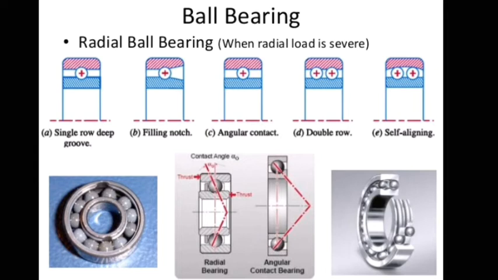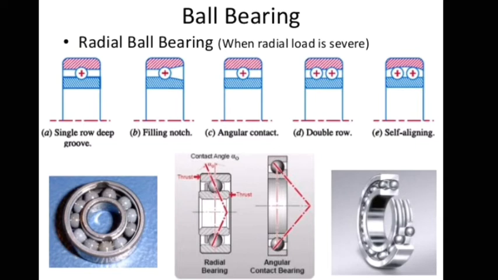The next one is the filling notch bearing. Filling notch bearings have notches in the inner and outer races to insert more balls than deep groove ball bearings. The next one is the angular contact bearing. In the angular contact bearing, one side of the outer race is cut to permit inserting more balls compared to the deep groove ball bearing.